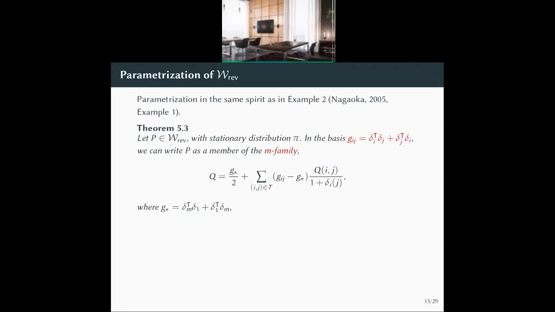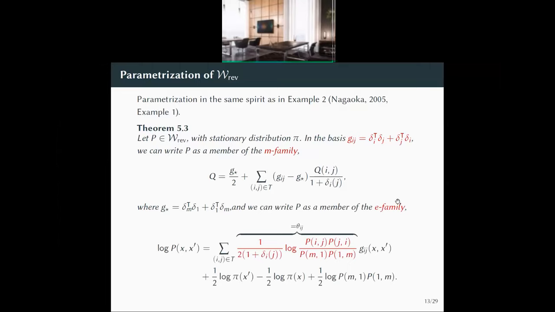Similarly, as I showed you before how to parameterize the set of all positive kernels in example 2, here is a way of writing the same but only for reversible kernels. If P is some reversible kernel with stationary distribution pi, using the basis we found before, we can write P as a member of the M family in such a way. And not only this, but we can also write P as a member of the E family of reversible kernels, where the expression is a bit more complicated, but this red term just corresponds to your theta_ij, right? So you can express it over the basis g_ij. And the last term here, remember, will just be there to ensure the stochasticity.